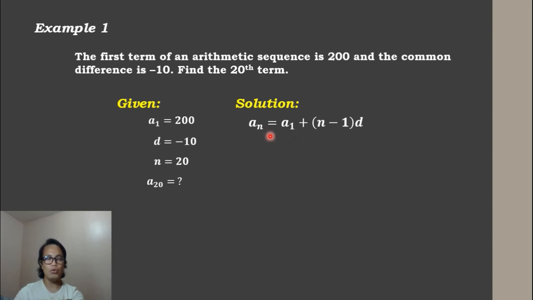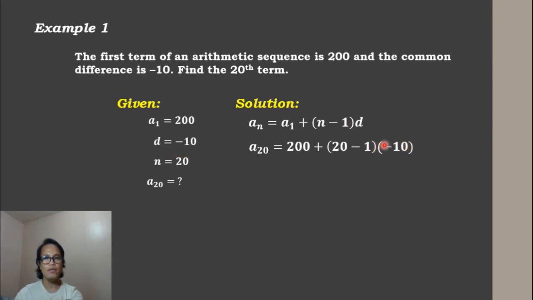A sub n is equal to a sub 1 plus n minus 1 times the common difference, which is the small letter d. Then since we are going to solve for a sub 20, we need to substitute. Instead of writing a sub n, we change that to a sub 20. And our first term, which is 200, that's why we have here 200. We copy the plus, then we copy the parentheses, then our n is 20. N is equal to 20 minus the constant 1. Then our d, which is the common difference, is negative 10. That's why we have here negative 10.